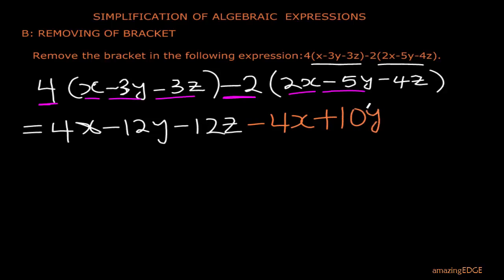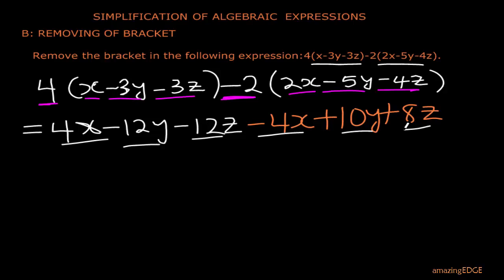Then again we have the same thing, minus 2 times minus 4z. Again, we quickly get plus because we have minus times minus, and 2 times 4 will give us 8z. So as you can see, we have handled the 2 brackets. The next stage is grouping. We can do grouping because we have x here and here, a y component here and here, and a z component here and here.